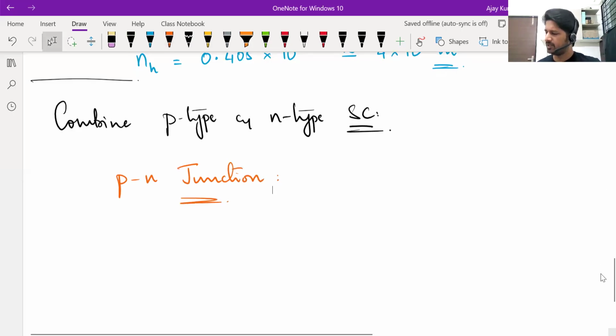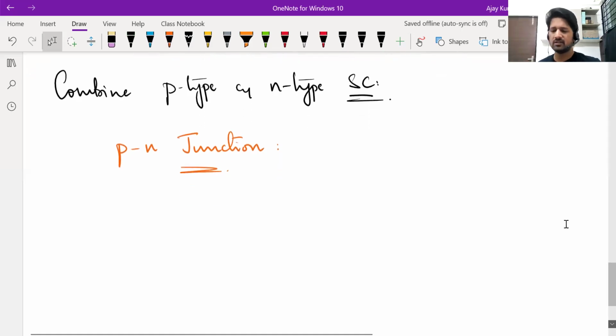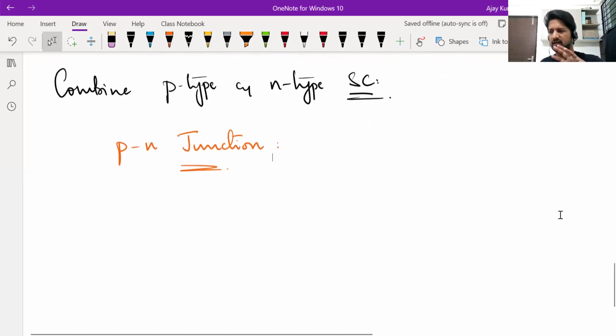Now, how do we combine P-type and N-type semiconductors? It's not just like bringing them together. It's not like taking one object made of P-type, one object made of N-type, and putting them together. You have to combine them at the atomic level. So you take one sheet or a layer of N-type material, they call it a wafer, a wafer of N-type material, and on that, you add P-type atoms. So what will happen? You will get a layer or a sheet which consists of both P-type and N-type.